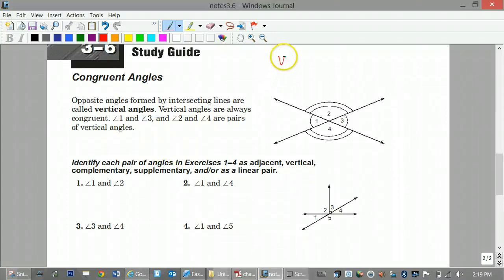Vertical angles. We need to know what vertical angles are. Vertical meaning up and down, kind of, to a certain degree, unless you rotate the picture and then they're no longer up and down. But essentially that's where they get the name, the fact that they're vertical from each other. Like in this picture right here, 2 and 4 are vertical from each other, right? They are also classified as vertical angles.